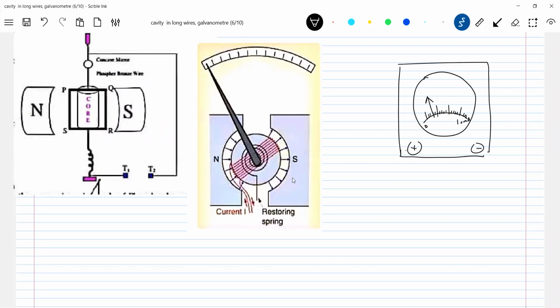These are the knobs which I'll be using for connections. Inside this, there's a pointer and there's a scale, and these are the leads, positive and negative knob, where I can go for the current which I want to measure. There are two types of galvanometer, where the zero will be in the midpoint of the scale and where the zero will be on the left hand side.